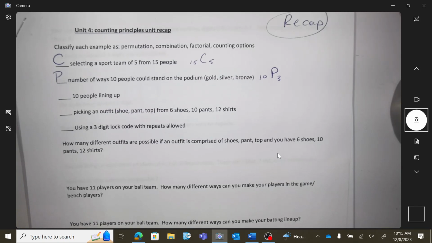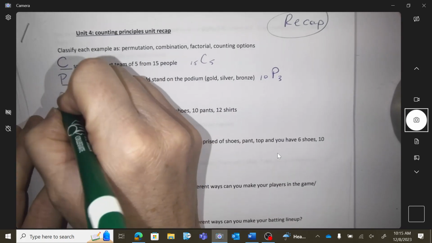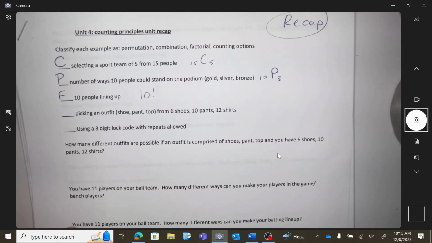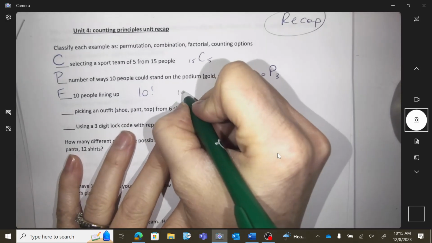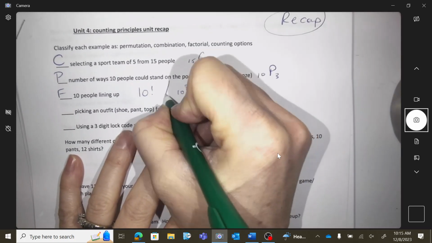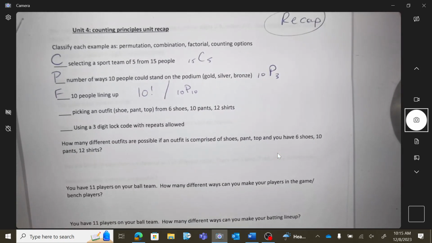10 people in a line. You're lining up 10 people. So that is a factorial. We're just going to put 10 people in a line. Okay. I would have also accepted a P, because 10P10 is actually the same as that as well, because you're ordering with 10 people.